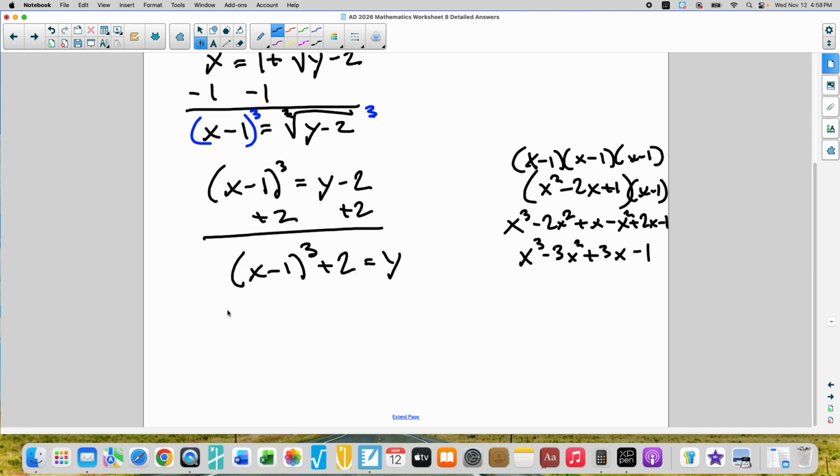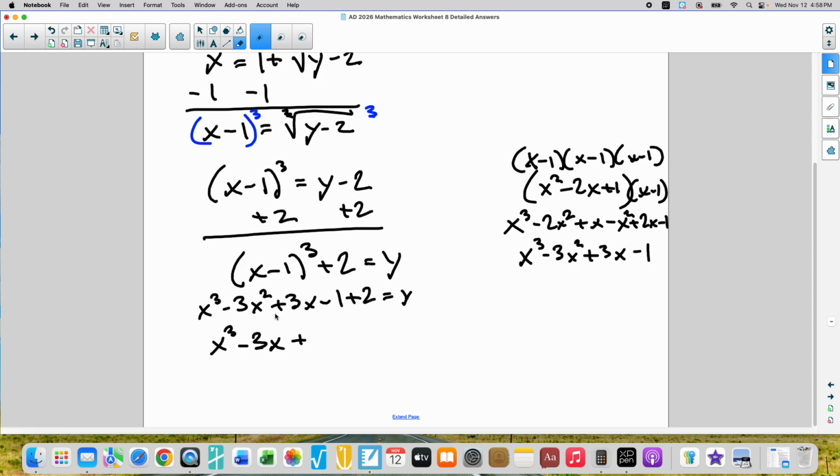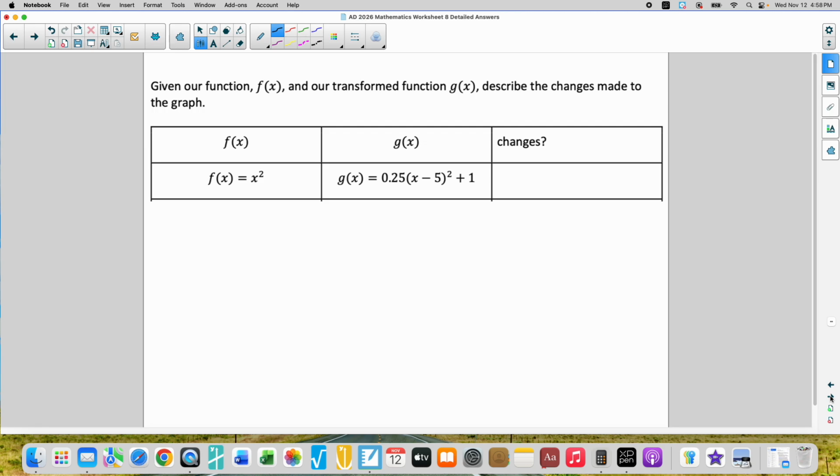So that's that. So x cubed minus 3x squared plus 3x minus 1 plus 2 equals y, which gives a final answer. Sorry, that's 2. Sorry. Plus 3x plus 1 equals y. But something tells me that they're going to want that. Whoa, okay.